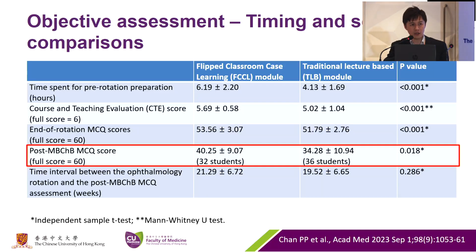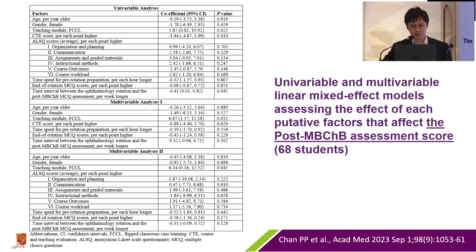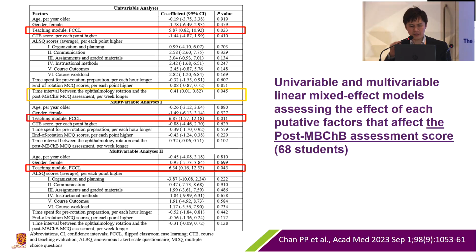And also, after several months of not doing any ophthalmology, they retain the knowledge better. We managed to call 32 students, out of overall about 60-odd students, and the FCCL group actually did better in terms of the score. So they did retain the knowledge better. In terms of attendance, we don't find any association with the groups or any other factors. And if you look at the factors that affect the post-MBChB assessment score, only the grouping matters. Otherwise, there's no other association we find for other factors.